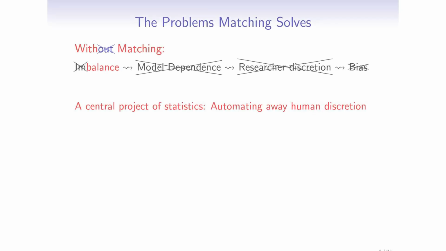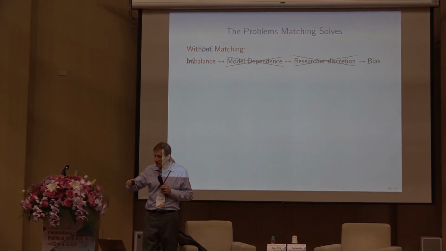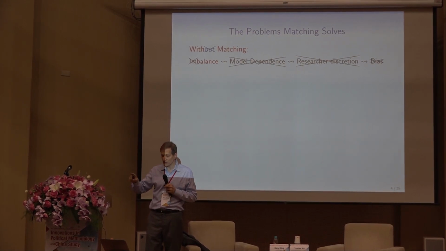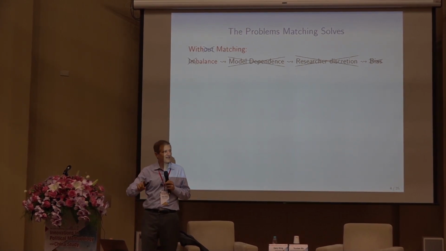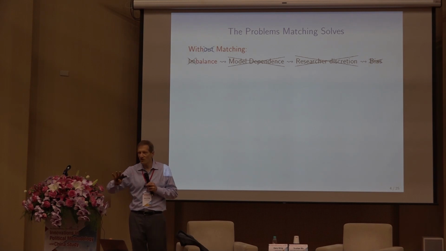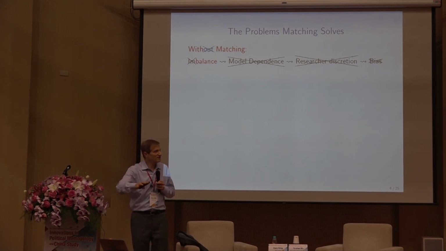So what happens without matching? Without matching, you get rid of, that's without matching. With matching, you get rid of imbalance, so you have balance. You get rid of model dependence. You get rid of researcher discretion, and you get rid of bias. So once you have balance, you're okay. There aren't 100 decisions to make. Where there are, but you're going to get the same answer regardless of what your decision is across them. So model dependence is an incredibly important statistical problem.